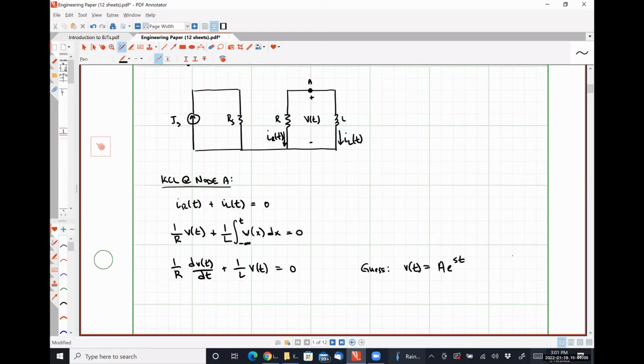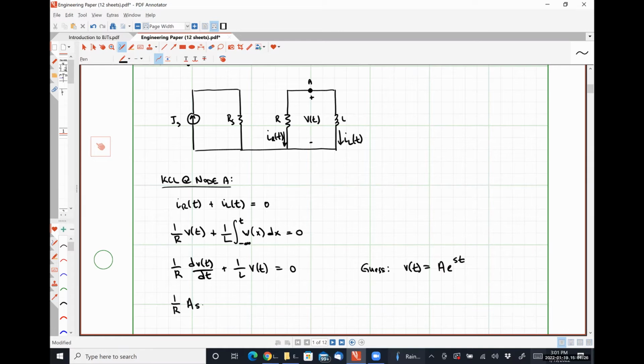So if we put this guess value into our relationship, what we will get here would be 1 over R times the derivative of the voltage. So what's the derivative of the voltage going to be? What's the derivative of A e to the st?